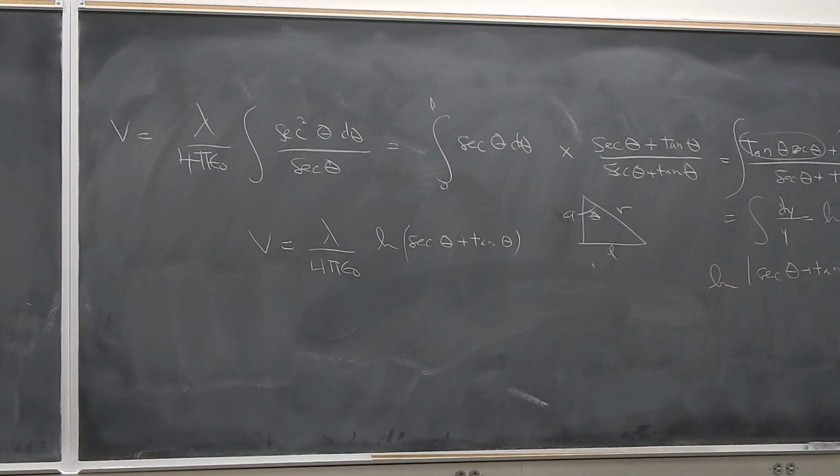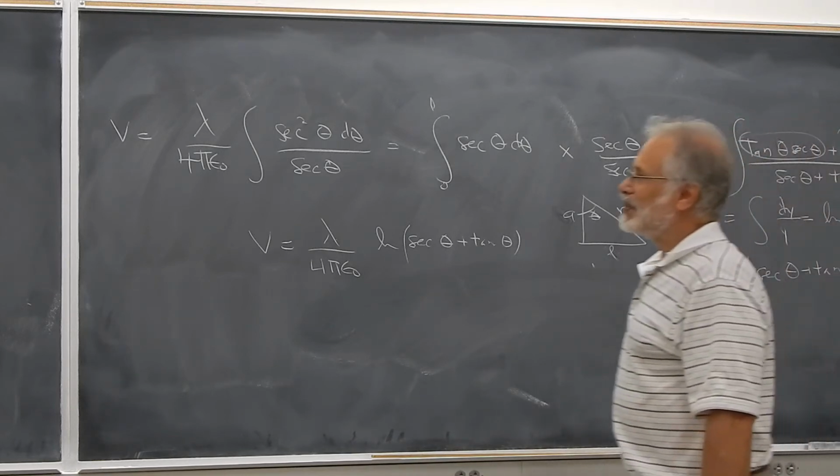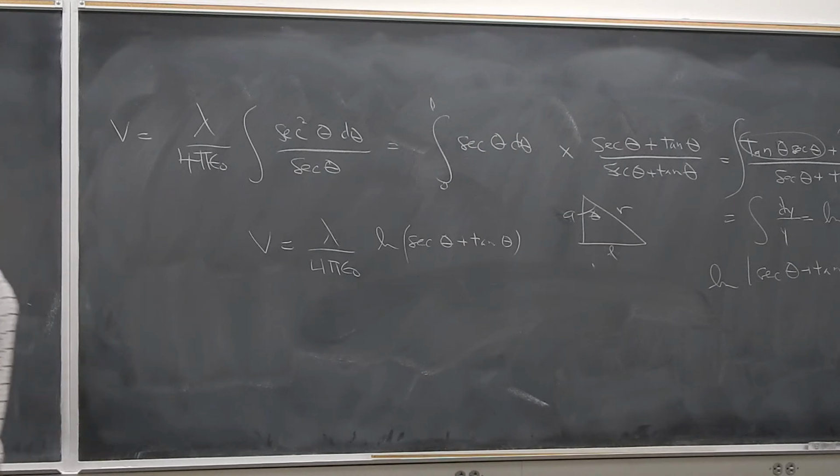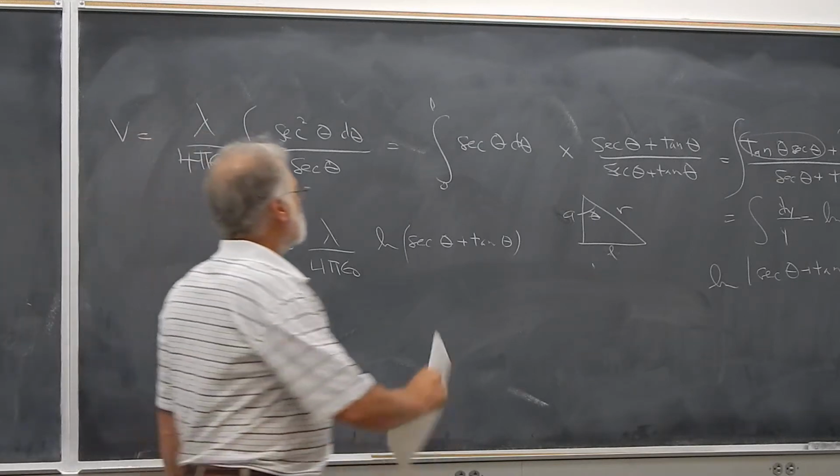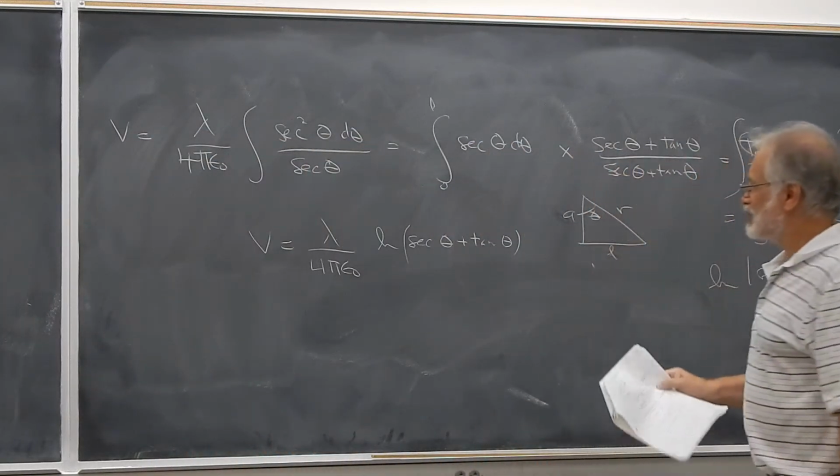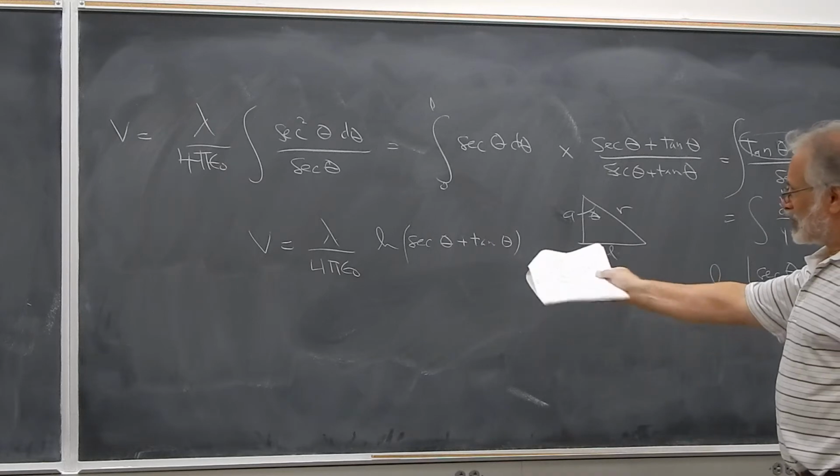So we reached this last time. We were calculating the potential at point P due to this charged rod of linear charge density lambda. We'd done a trig substitution. In fact, we did two trig substitutions, and we came up with this expression.